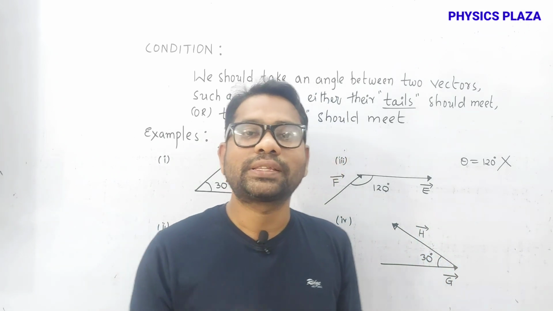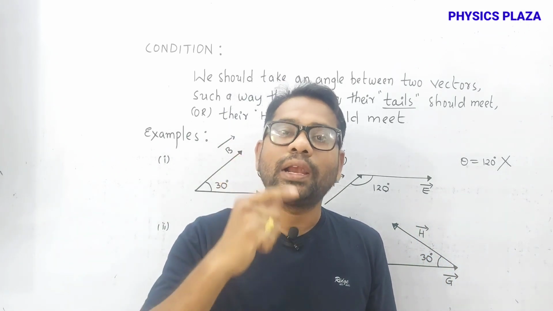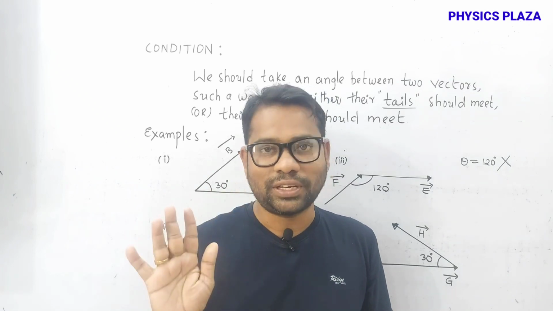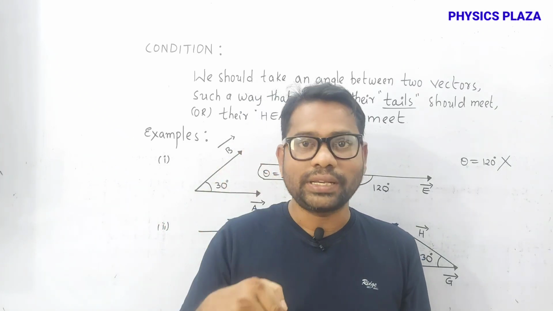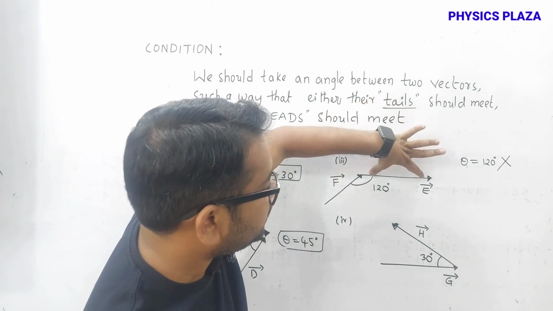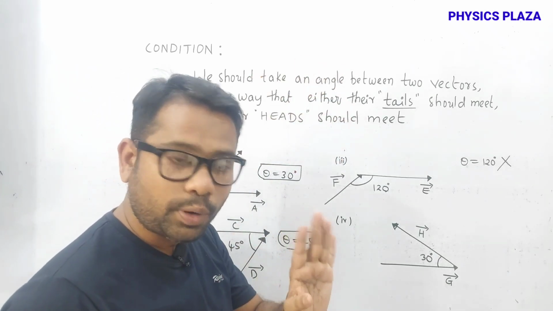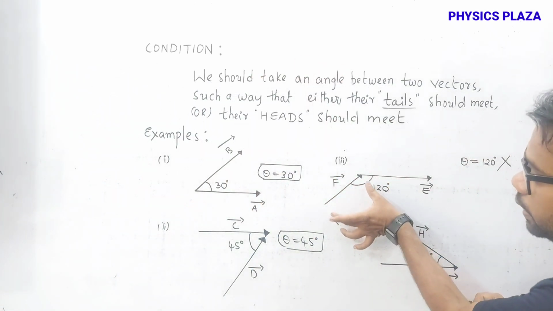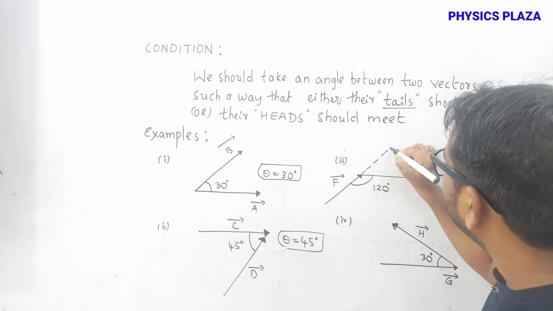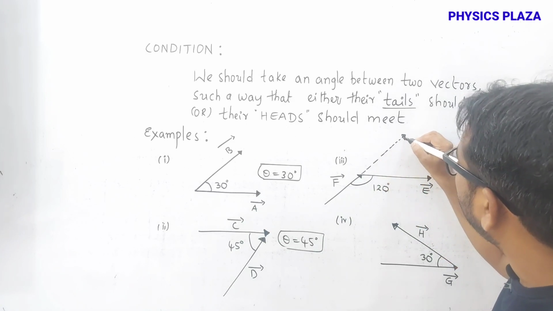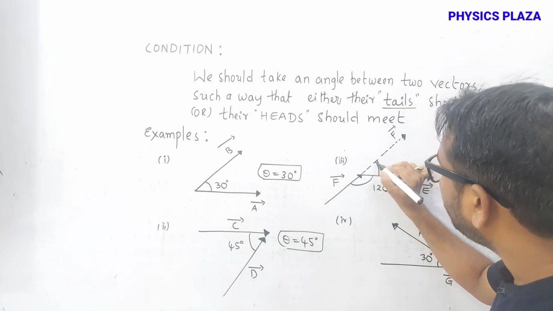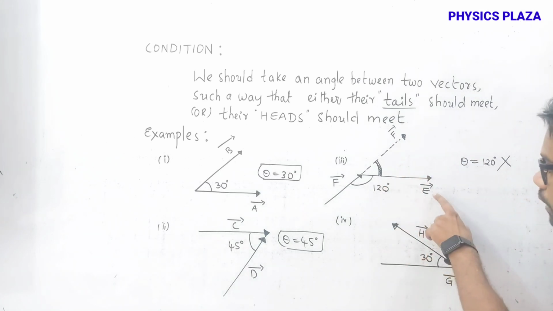Children, in a previous class we discussed that any vector can be shifted parallel to itself. I mean, without changing its direction and without changing its magnitude, you can shift any vector. Keeping that condition in mind, you can shift this vector F here, or else you can shift this vector E back. It's not at all a problem. In this case, let us shift the F vector in a forward direction. This is how I am going to shift. This is the vector F shifted parallel to itself. Now this will be the angle between vector E and vector F.